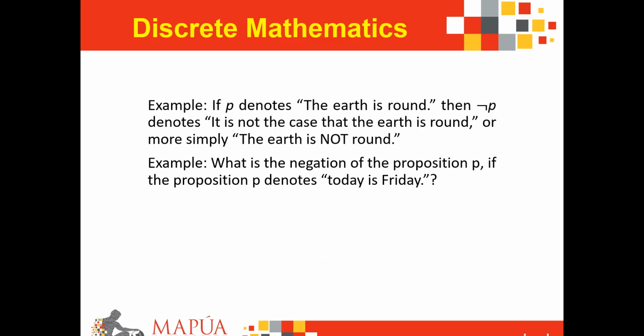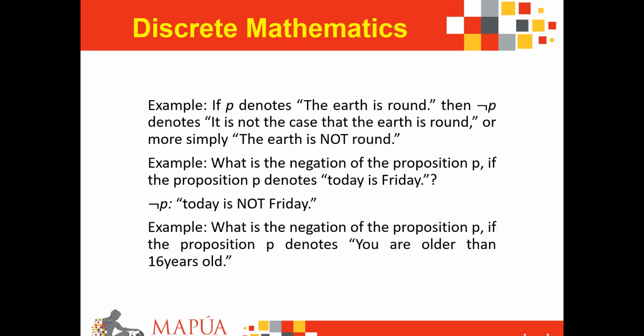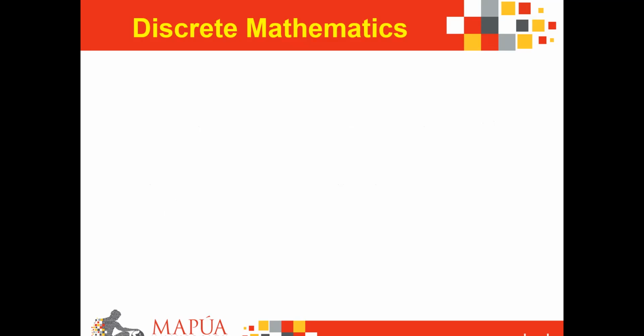What is the negation of the proposition P if the proposition P denotes today is Friday? Therefore, the negation is today is not Friday. What is the negation of this proposition? Therefore, the negation of this proposition is you are not older than 16 years old.